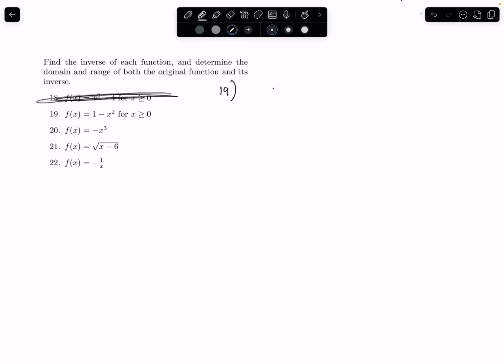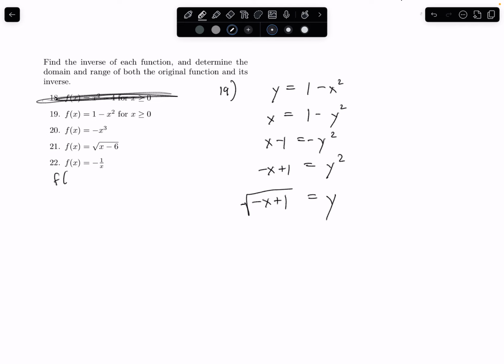Let's see. First step, change f of x with y. y is 1 minus x squared. Exchange x and y. Now solve for y. x minus 1 equals negative y squared. Divide both sides by negative 1. I got negative x plus 1 is y squared. And then take a square root. So y is equal to the square root of negative x plus 1.